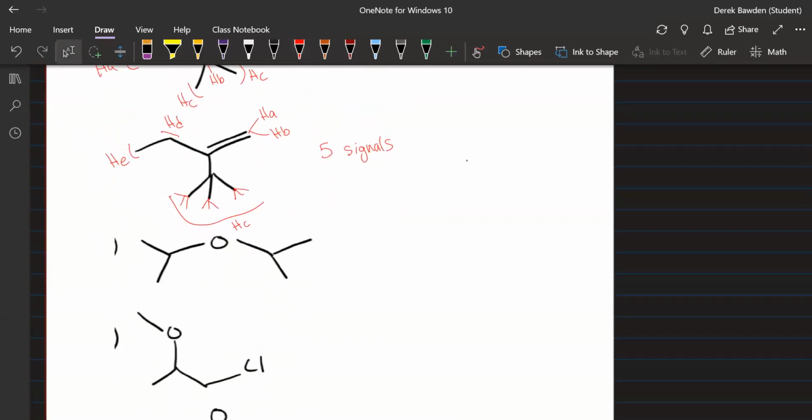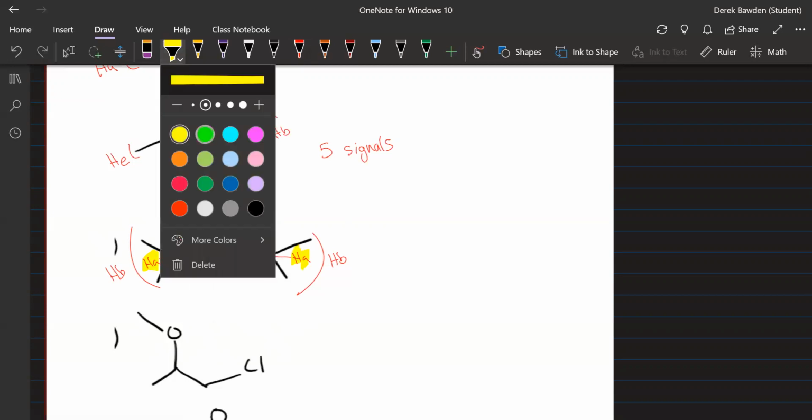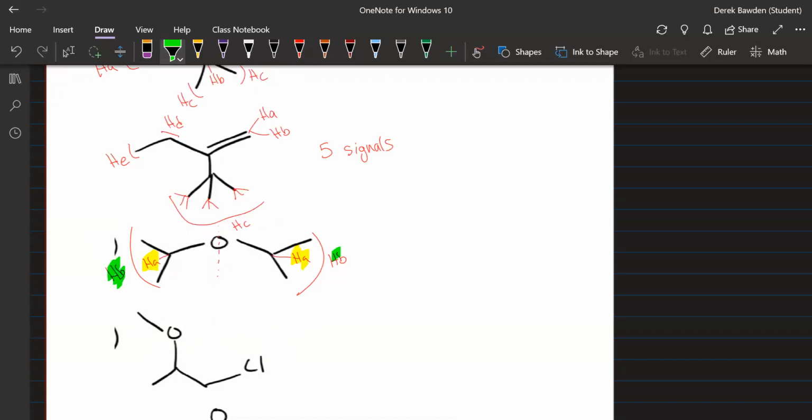All right, on this next one, we do have a plane of symmetry. And we do not have any stereocenters. So that means anything we do on one side is identical on the other. So we have HA. These two are identical to each other, HBs. And over here, this is also HA, and those two are HB. Again, we've got HAs are identical, HBs are identical.